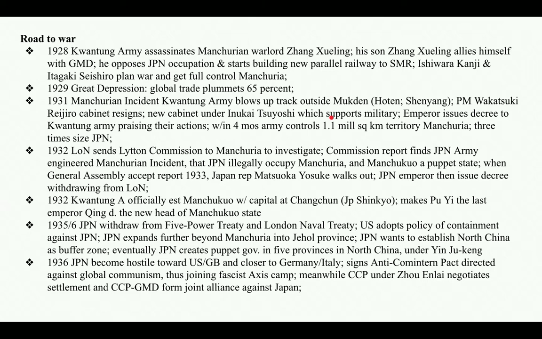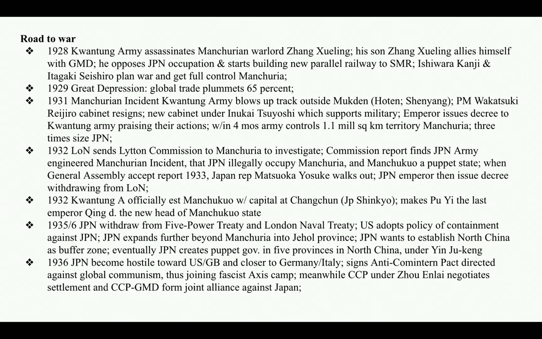And eventually even the emperor issued a decree to the Kwantung Army praising their actions. So in this encouraging climate, within 4 months, the army controlled 1.4 million square kilometers of territory in Manchuria, and this is three times the total landmass of Japan. So it's a huge amount of territory.